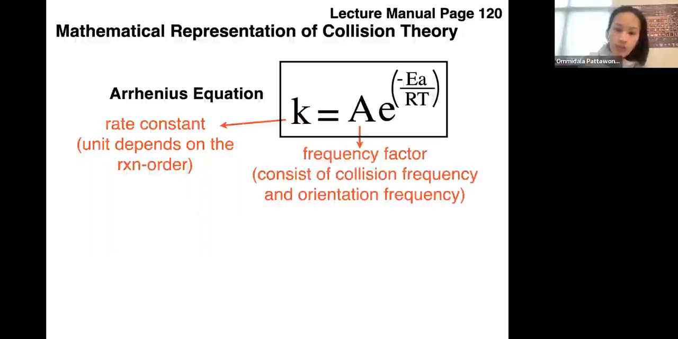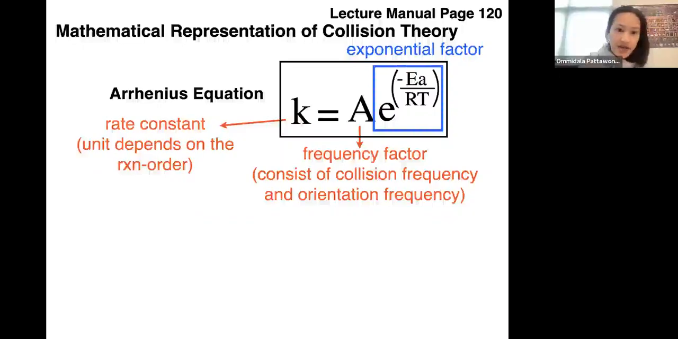A is what we call the frequency factor. The frequency factor represents two things from the collision theory. One is the collision frequency, which is that molecules have to collide. And the other one is the orientation factor, which is that they need to collide with proper orientation. And the last factor is called the exponential factor. The exponential factor has two terms: the activation barrier term and also the temperature term.